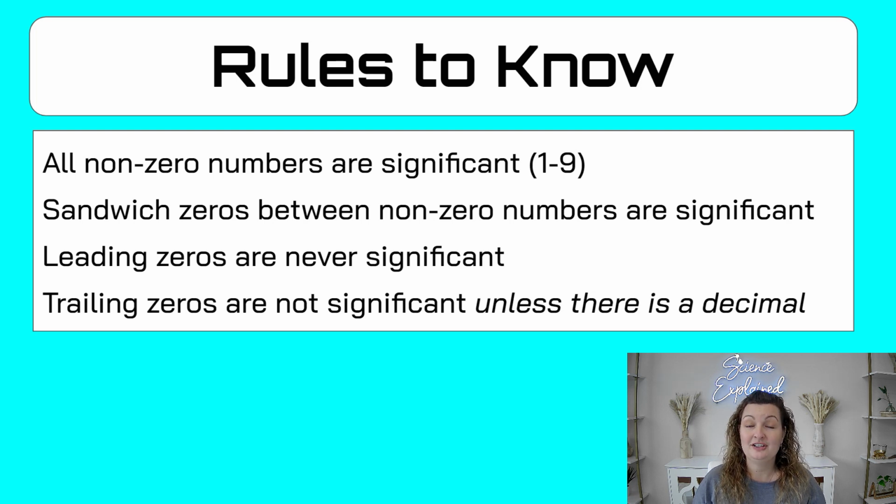We are going to be counting our sandwich zeros. Leading zeros are never significant. It doesn't matter if it has a decimal or not. We don't count it, okay? And then trailing zeros are not significant unless there's a decimal. So the zeros at the end, we will not count, unless there's a decimal, then we will be counting them as a significant figure.